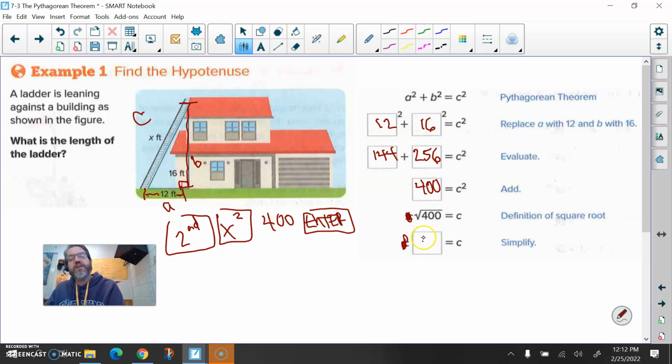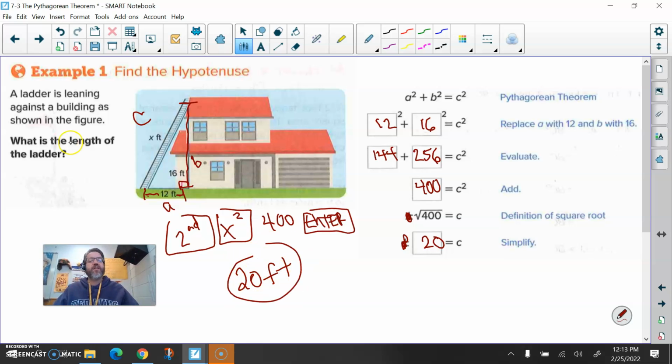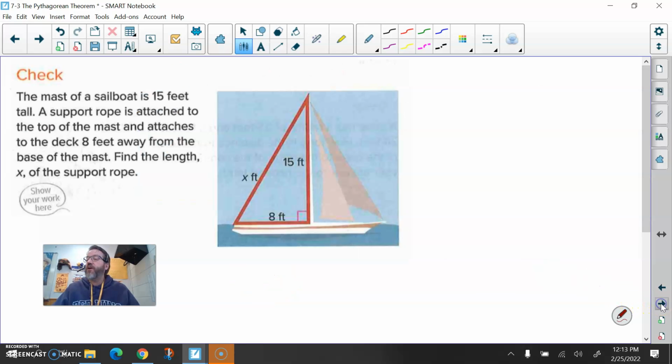And you should get 20 as a result. C equals 20. All of these measurements are in feet. So that means that ladder is a 20-foot long ladder. What is the length of the ladder? It's 20 feet. All right.